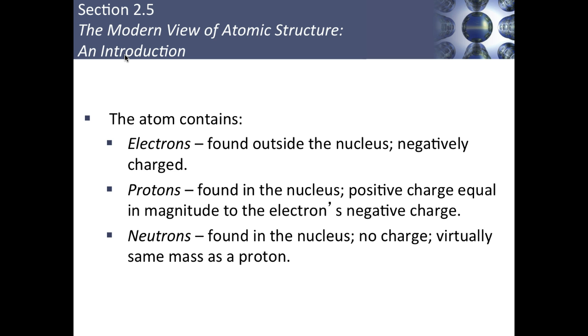Now, based on where we ended after James Chadwick, we had these three things in mind in terms of our atomic structure. Protons and neutrons in the nucleus, protons positive, neutrons no charge at all. Neutrons also help with the stability of the nucleus.